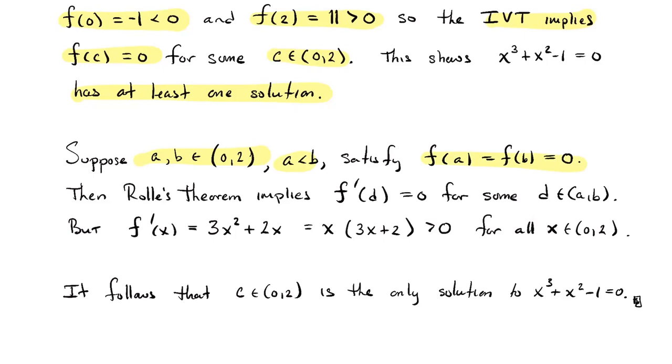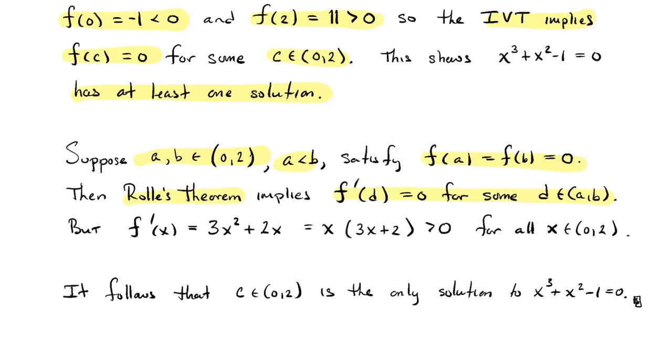Okay, well then we've met all the hypotheses of Rolle's theorem. I've got a function continuous on the closed interval, differentiable on the open interval, whose values at the endpoints are both 0, so they're equal to each other. So Rolle's theorem would say that the derivative is 0 somewhere in between a and b. Some number between 0 and 2 would make the derivative 0.